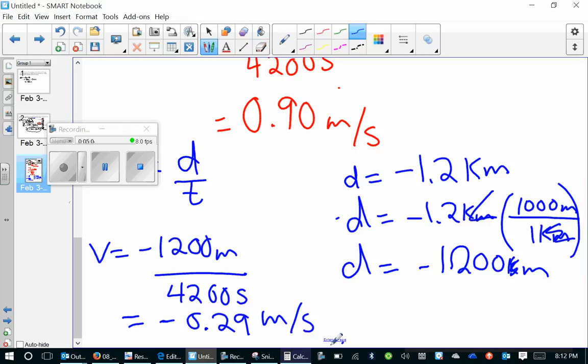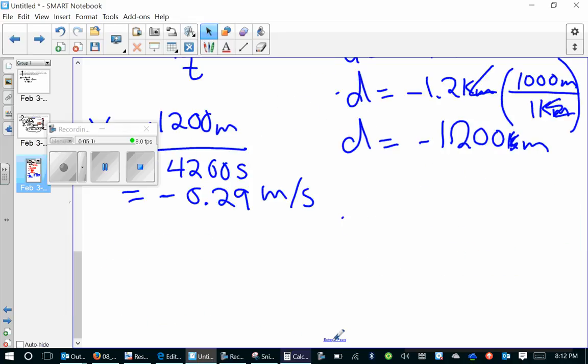per second. Okay, this is a vector. It has both direction. This is what tells us the direction. That tells us south, and it has a magnitude.